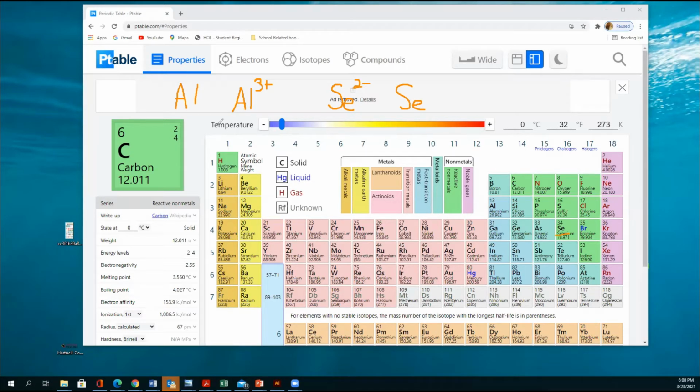So how can I make it so that my Al3 plus and my Se2 minus will equal 0? How many aluminum will I need and how many seleniums will I need? 2 aluminum, 3 selenium. That is correct. So 2 aluminum and 3 selenium.